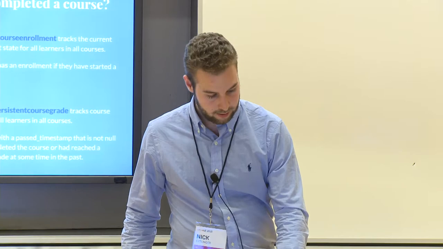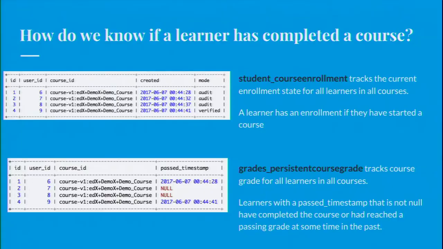So how do we know if someone has completed a course? And in this context, we're actually talking about passing a course. So we know who started a course from this student course enrollment table, which is part of your LMS. It's a MySQL database. And then the second piece of this is who's passed a course and who hasn't. And so you can figure out who's passed a course from this grades persistent course grade table. And I give you the exact names here so that when you're back home later and you want to look at this data, you know exactly where to go.